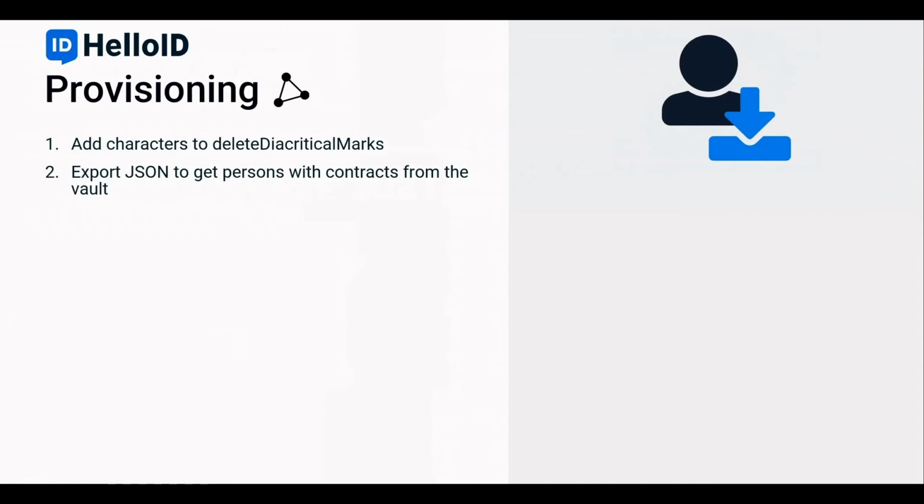2. Export JSON to get persons with contracts from the vault. Secondly, we introduced the option to download a data export of persons and contracts from the HelloID vault. These results will become available in a JSON file, which can be used for data validation or evaluation purposes.